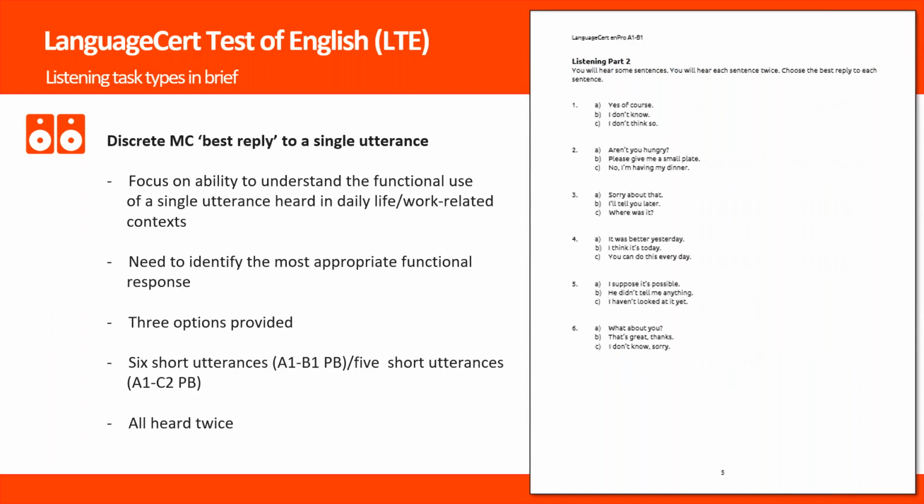The second part of the listening component presents candidates with a task that requires them to hear some sentences and choose the best reply. Here, the focus is on their ability to understand the functional use of a single utterance heard in daily life or in work-related contexts. The candidates need to identify the most appropriate functional response, and 3 options are provided with 5 or 6 utterances depending on which test they are taking. All utterances are heard twice.